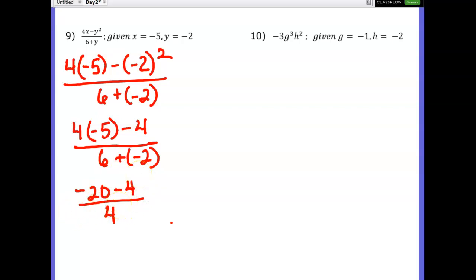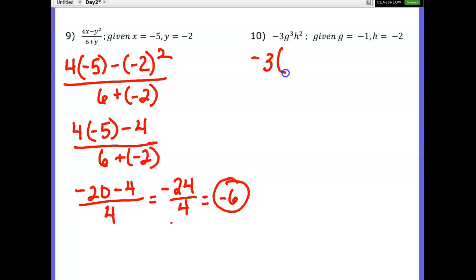Remember, the fraction bar is the grouping. Okay, so I'm going to calculate negative 20 minus 4. I get negative 24 divided by 4, which is going to give me a final answer of negative 6. Okay, and number 10. I'm going to plug in the values.